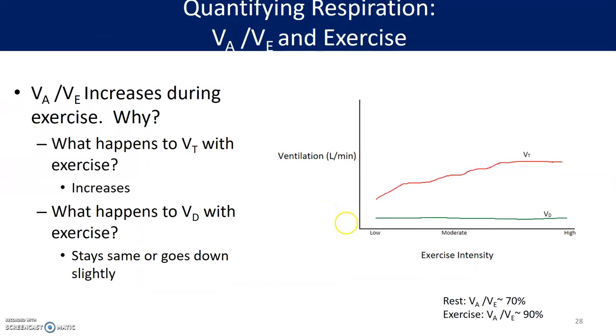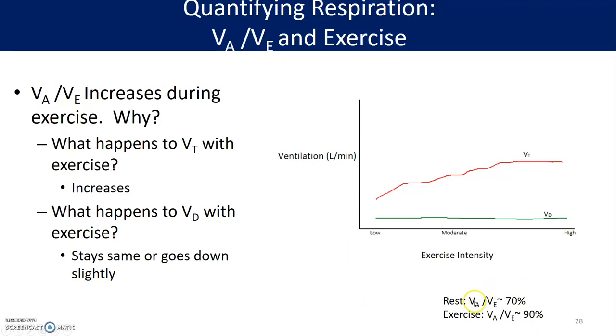So what happens to our ratio of alveolar ventilation to minute ventilation, pulmonary ventilation, when we exercise? As I mentioned, alveolar ventilation is always less than pulmonary ventilation. But when we exercise, the ratio of those two changes. And the ratio of alveolar ventilation to pulmonary ventilation tells us how much of the air we're breathing actually makes it down to the lungs.